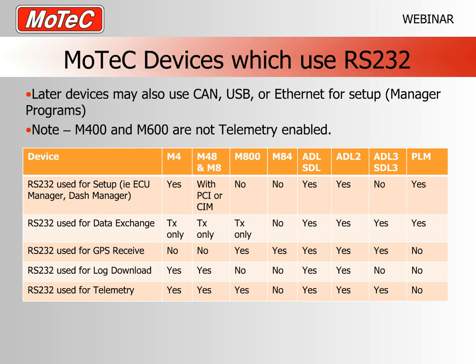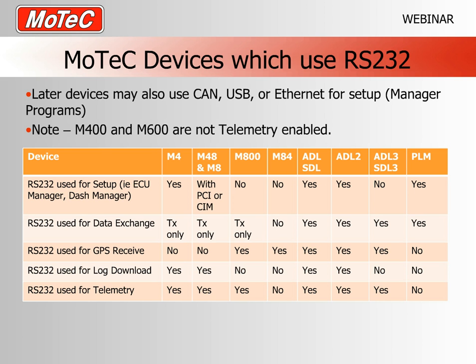Okay, now back to interfacing between a PC and a MoTeC device. How do we download our logs? The earlier ECUs, the M4, M48 and the M8, which are all the ones that have RS232 as their principal communication, they also use RS232 to download the logs. As we mentioned, RS232 has a slower transmit rate than some of the later communications protocols, and therefore log downloads are a little bit slower.